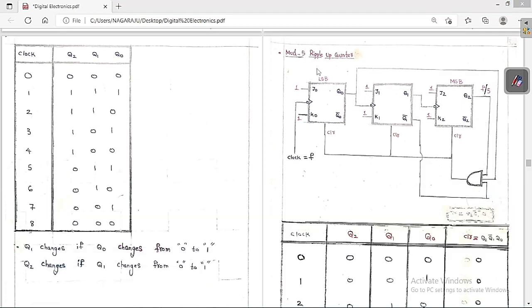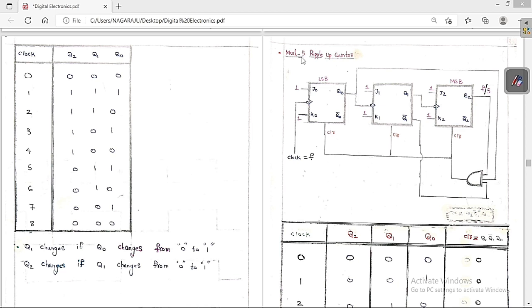So now we will discuss the modified ripple up counter. What is this mod number? The mod number indicates the number of unique states in the output. Listen carefully: the mod is nothing but the number of unique states present in the output, and that is called the mod number.